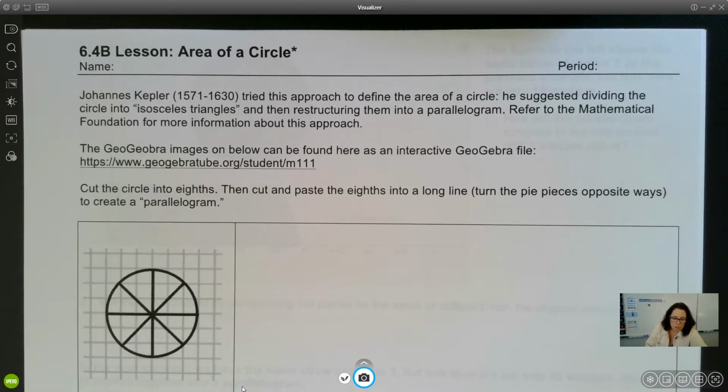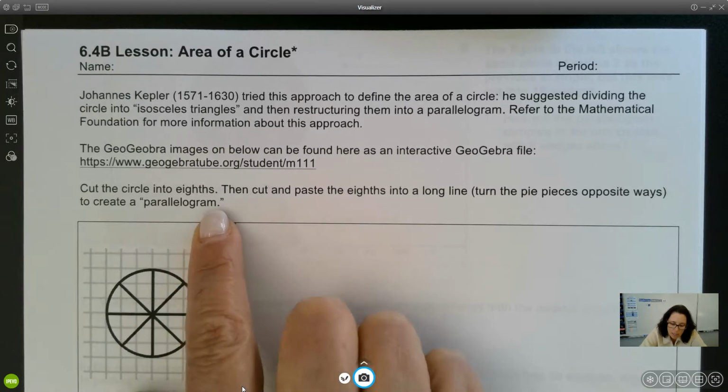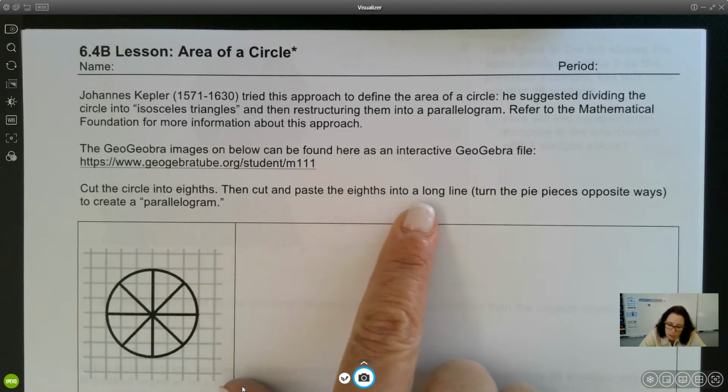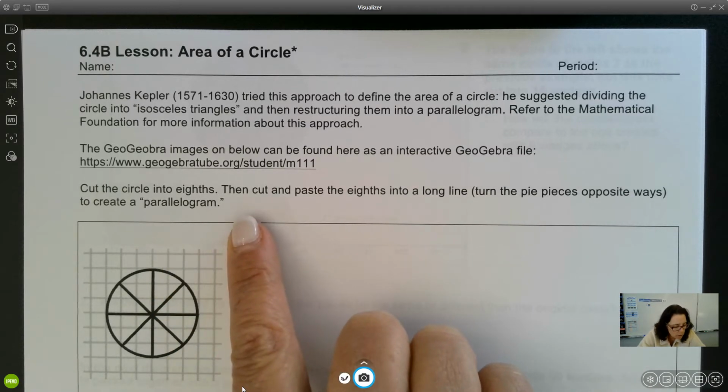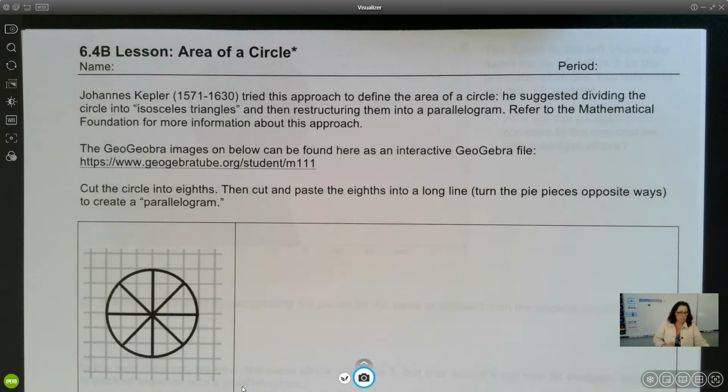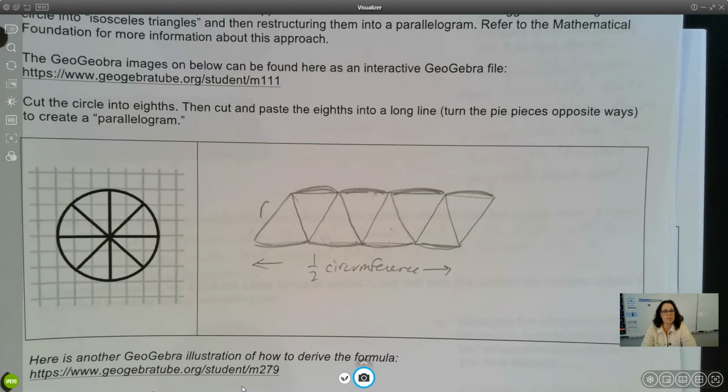We're going to cut the circle into eighths. It was done for me. Cut and paste the eighths into a long line. Turn the pieces opposite ways to create a parallelogram. So what you would end up getting if you cut these out would be something like this.